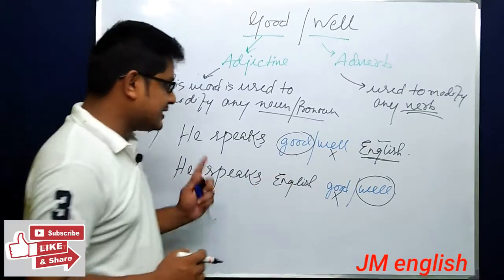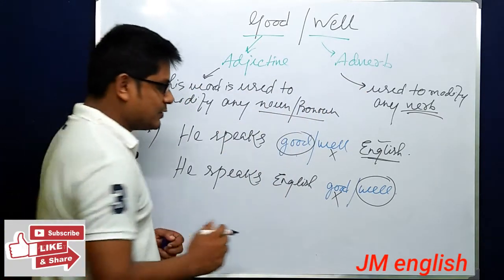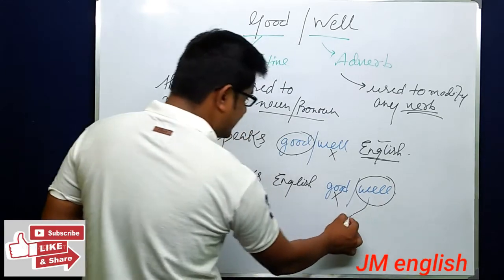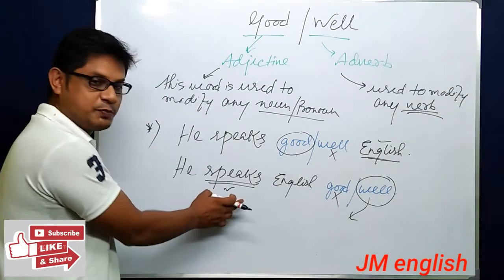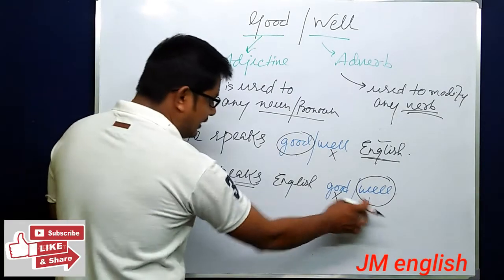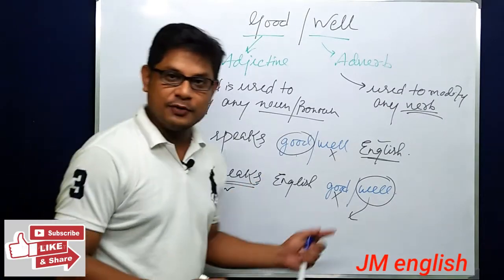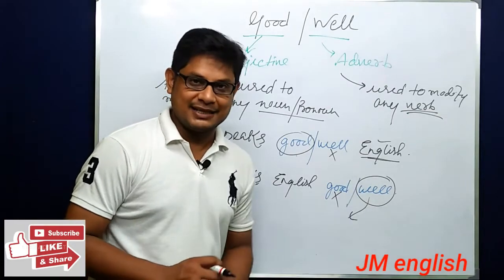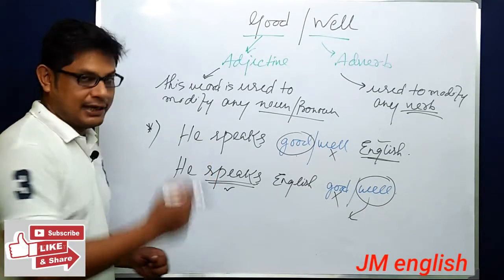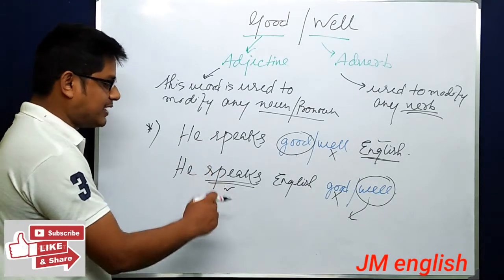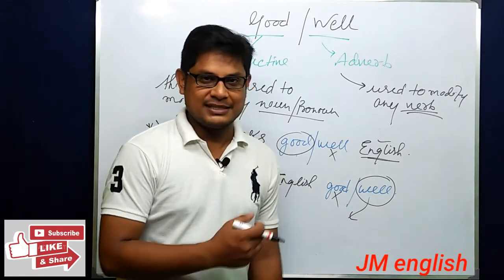Now in the second sentence, I said that well is an adverb. It is not an adjective. So being an adverb, well is used to modify the verb speaks. Well doesn't modify English. So being an adverb in this sentence, you usually use well at the end of the sentence. Right? So that's a way of writing. The first sentence is he speaks good English, and the second one is he speaks English well. So that's the way of using good and well, being an adjective and an adverb.